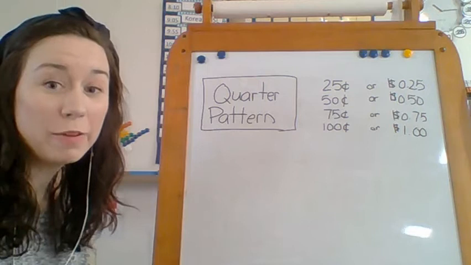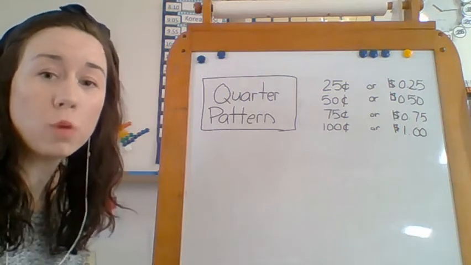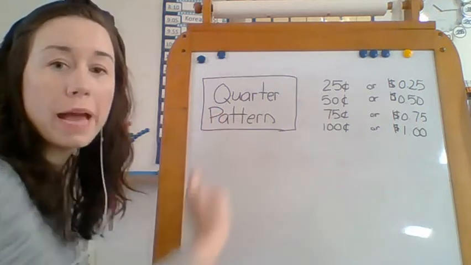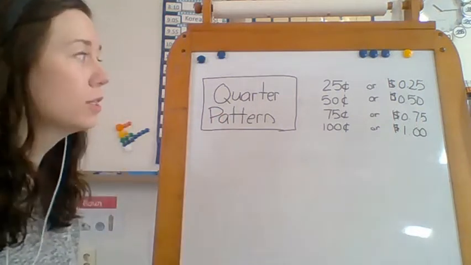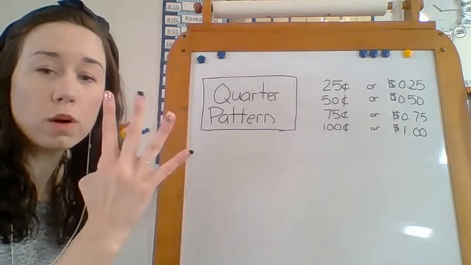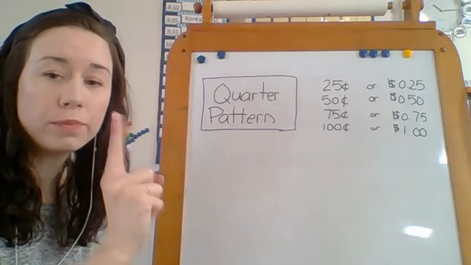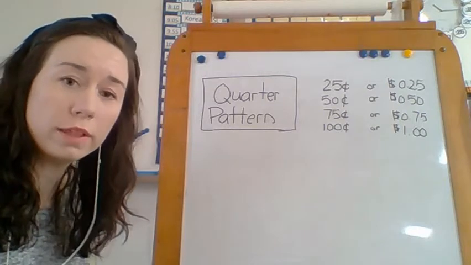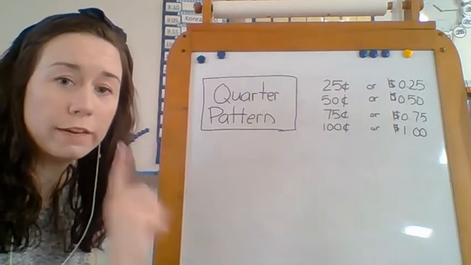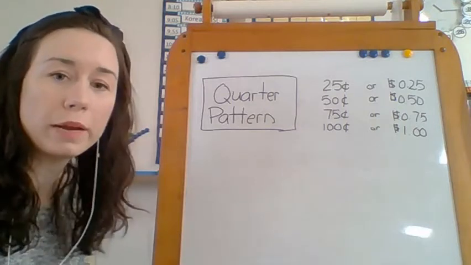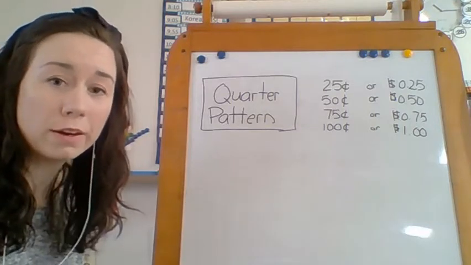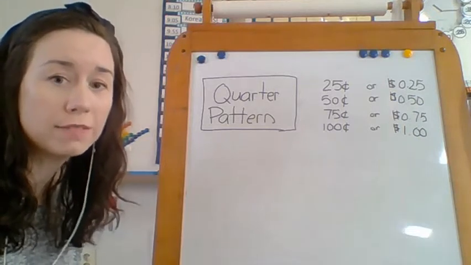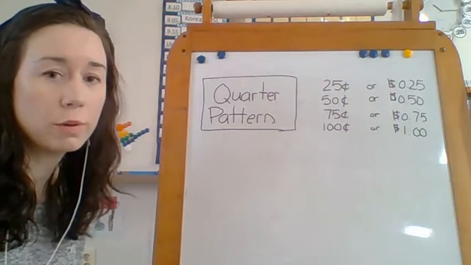All right, today we are going to be counting up quarters, but before we do, I wanted to go over the quarter pattern with you. So we all know that 4 quarters makes $1. Well, the pattern is pretty simple. So if you know that each quarter is 25 cents, you'll be able to fit the pattern. Or if you're unsure, you can always add up 25 cents for each quarter you have.